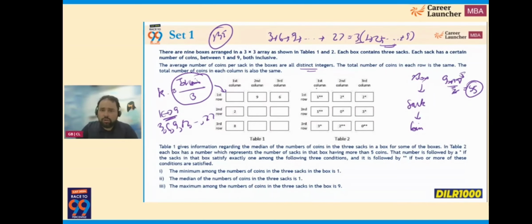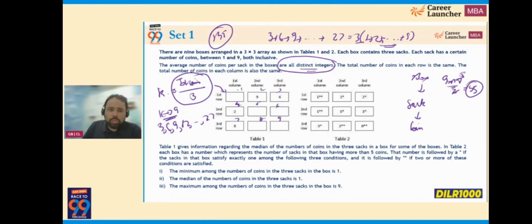Just from this particular thing, the average number of coins per sack in the boxes are all distinct integers. So I've understood that since the averages are all distinct integers, say this is 1, this is 2, this is 3, this is 4, this is 5, this is 6, 7, 8, 9. Now, they could be in any order, but this is predominantly what it is. And these are the averages.